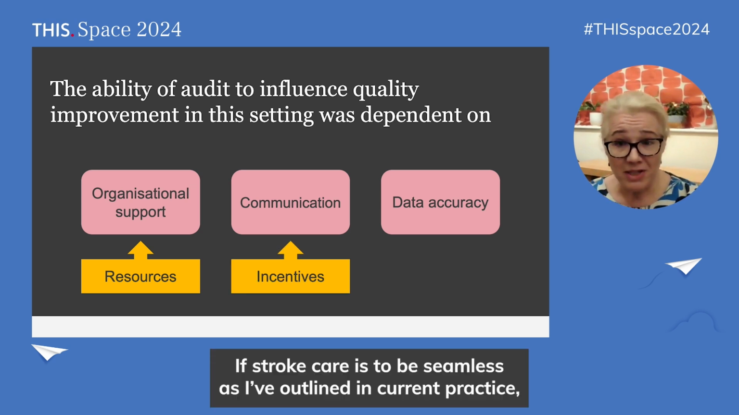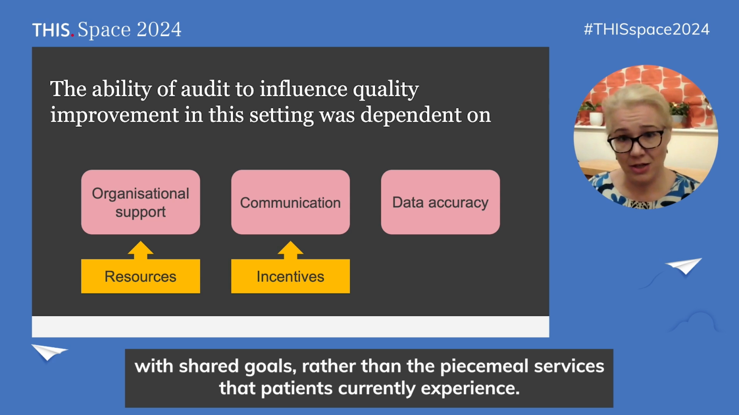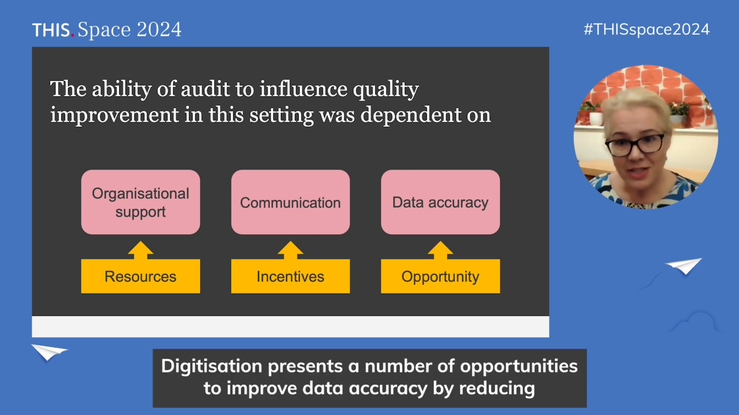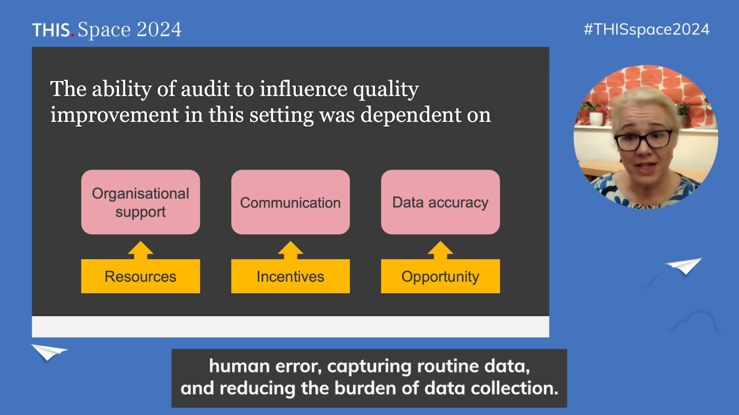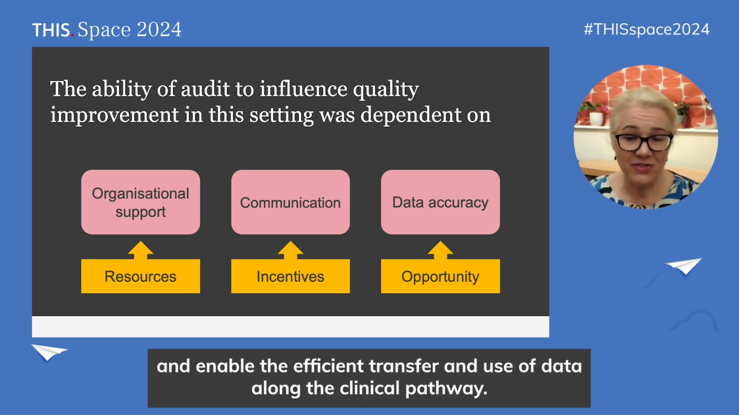If stroke care is to be seamless, as outlined in current practice, consideration needs to be given to the incentivisation or commissioning of whole pathways with shared goals, rather than the piecemeal services that patients currently experience. And finally, stakeholders won't use data if they don't trust it. Digitisation presents a number of opportunities to improve data accuracy by reducing human error, capturing routine data, and reducing the burden of data collection. But this is going to need bold systems leadership to rationalise existing digital platforms and enable the efficient transfer and use of data along a clinical pathway.